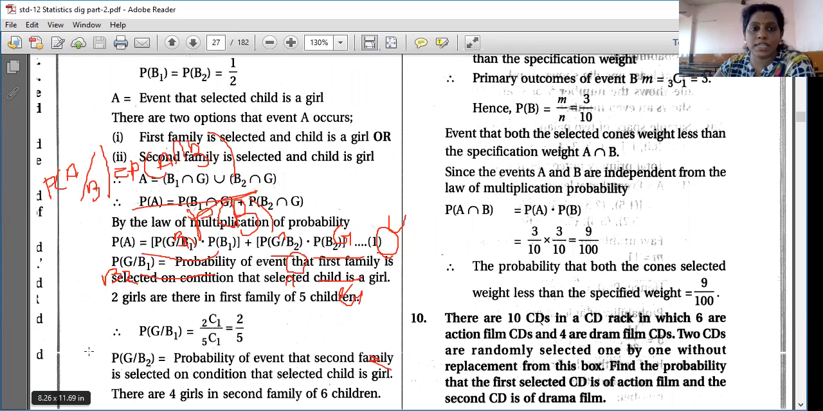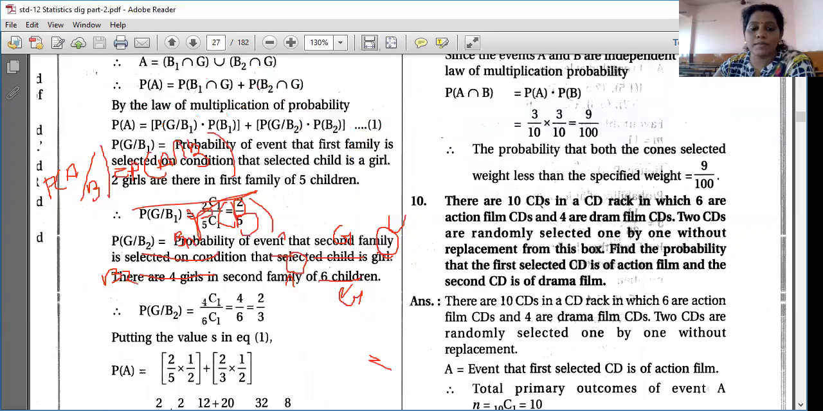Second family is to be selected, with the condition that the selected child is a girl. In the second family, there are 4 girls and 2 boys, so 6 children in total. So your condition comes to P of G by B2 equal to 4C1 upon 6C1. That is 4 by 6, which reduces to 2 by 3.